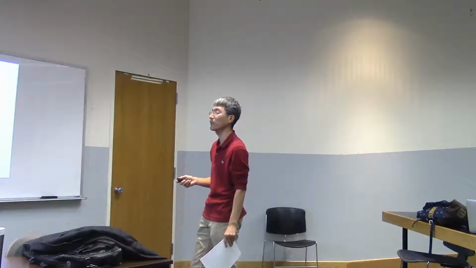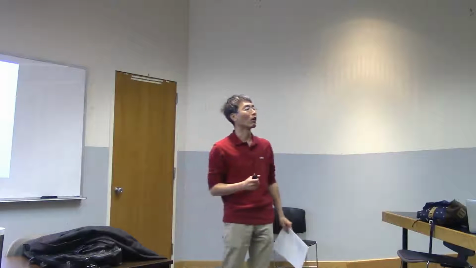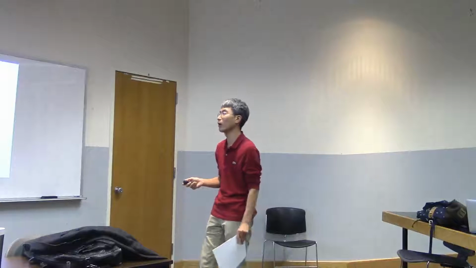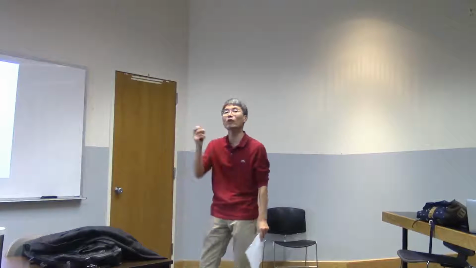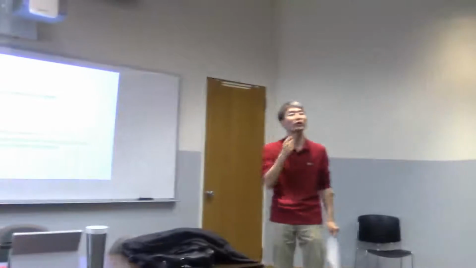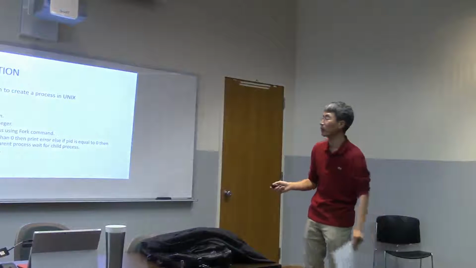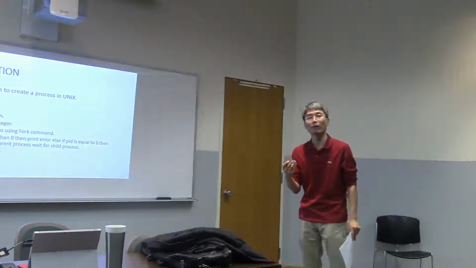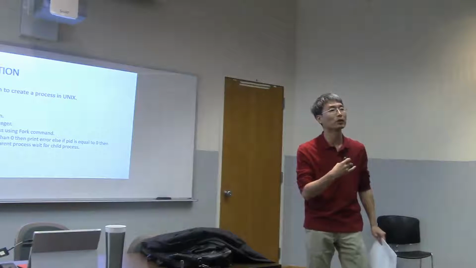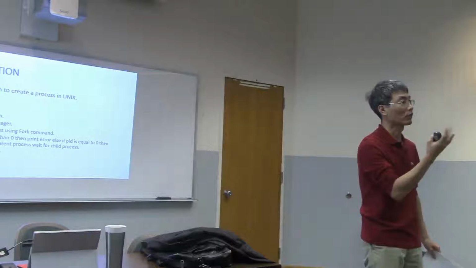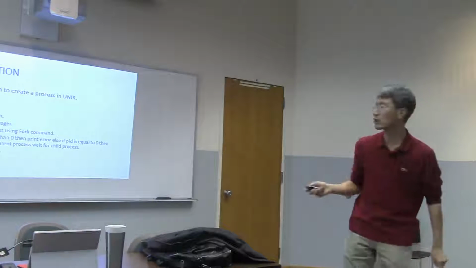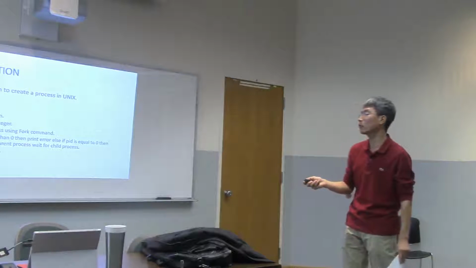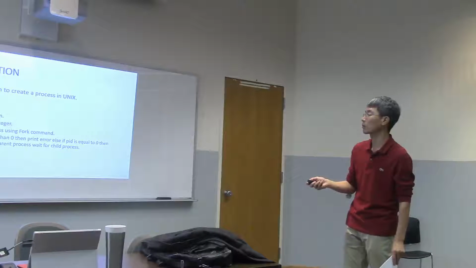First, start the C program using the main function, like the main class in your Java language or other C++ language. The main function will be called first when we start C programming. Then we are going to issue the fork. The return value of the fork system call is the process ID. So we will see the process ID.